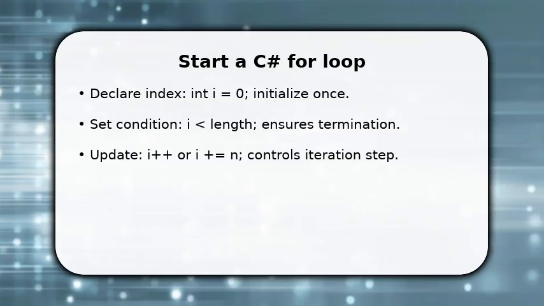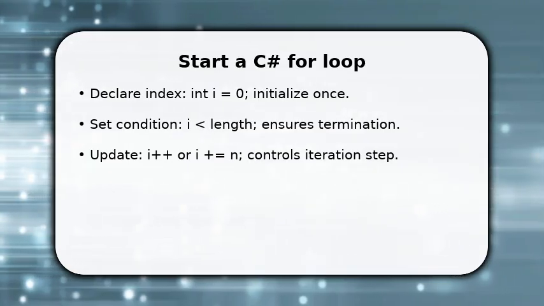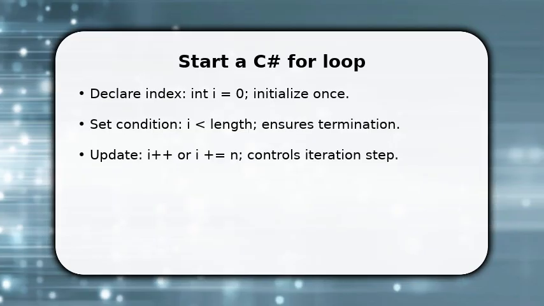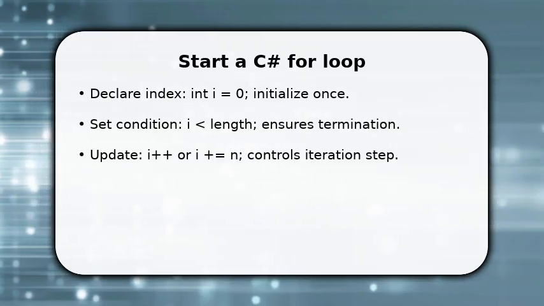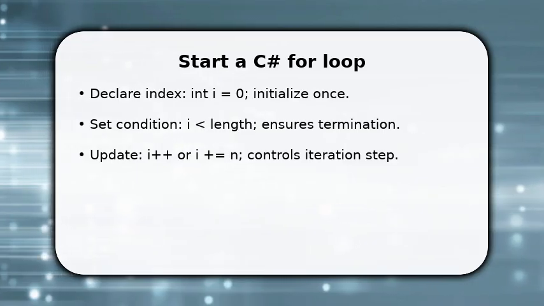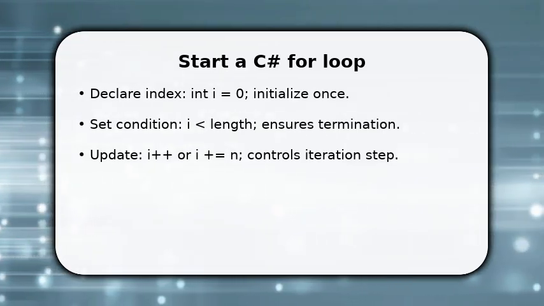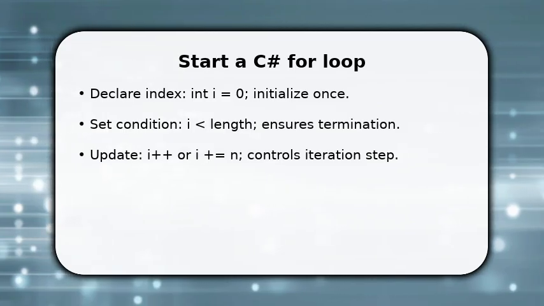You begin by choosing a for loop because it gives explicit control over start, end, and step. First, declare your index, int i = 0, then set a clear condition such as i < items.Length so the loop ends. Finally, add an update like i++ to advance. Once done, place the action inside braces so it runs each iteration.